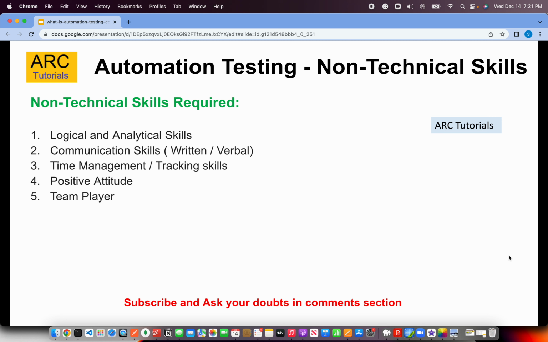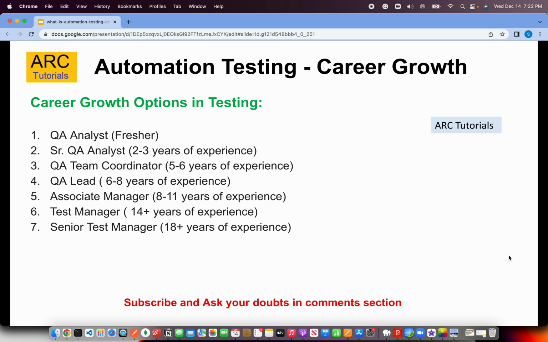Some of the non-technical skills that are required: you need to definitely have good logical, analytical skills, which can be learned, which can be improved, and which can definitely be picked up. You need to have good communication skills, both written as well as verbal. Good time management, planning. You should be able to commit to your work and complete that work. So those are the non-technical skills. Being a good team player and having a positive attitude is something that will definitely help you succeed as an automation QA engineer.